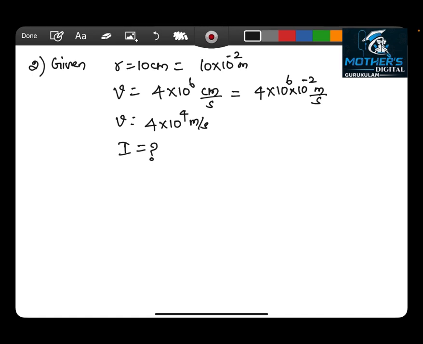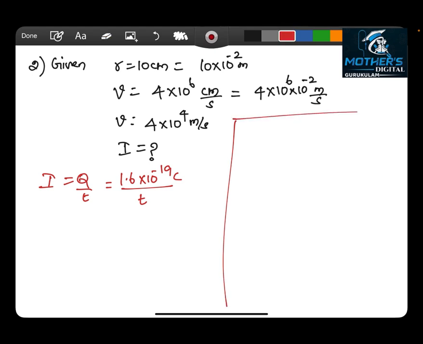So we know the familiar relationship I equals Q by T. Here in this problem, Q is 1.6 into 10 power minus 19, which is a standard value. You people have to remember it. And we are going to calculate what our T is here. To calculate T, let us consider the diagram. An electron is revolving around the orbit.